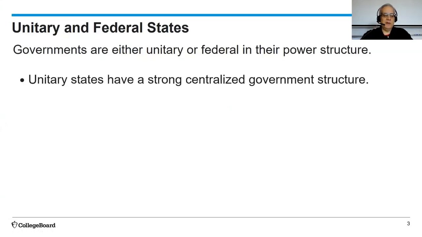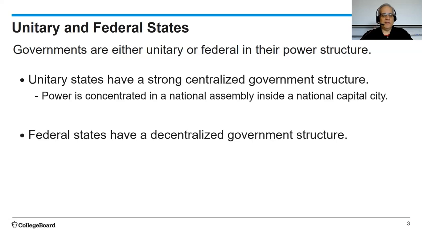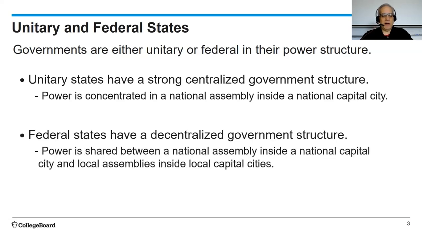This means that unitary states have a strong centralized government structure, which means that power is concentrated in a national assembly inside of a national capital city. Federal states have decentralized government structures, and that means power is shared between a national assembly inside of a national capital and local assemblies that are located inside of local capital cities.